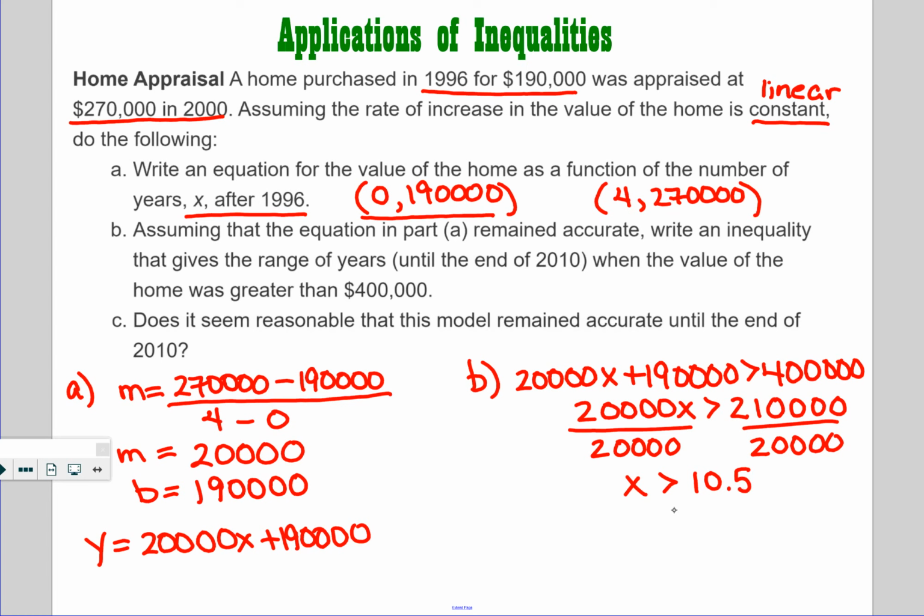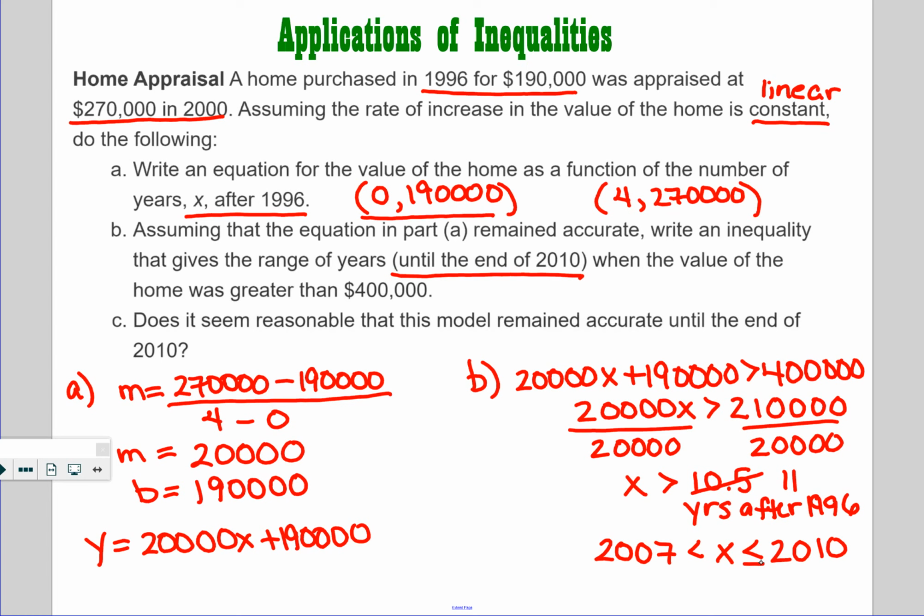So that means 10.5 years after 1996, which we'll round to approximately 11. 11 years after 1996, the home will be worth more than 400,000. So 11 years after 1996 would be 2007. And again, we wanted to make a range until the year 2010. So x values between 2007 all the way up to exactly 2010 would be when the home was greater than 400,000.